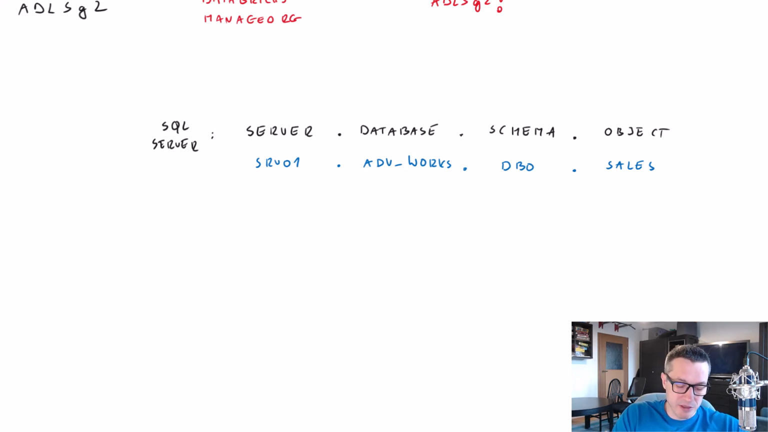But inside Databricks, it is different. So for Databricks, they use only 3 parts of the name. So we've got our catalog. Then we've got a schema or database, because for Databricks, schema is simply a synonym of a database.